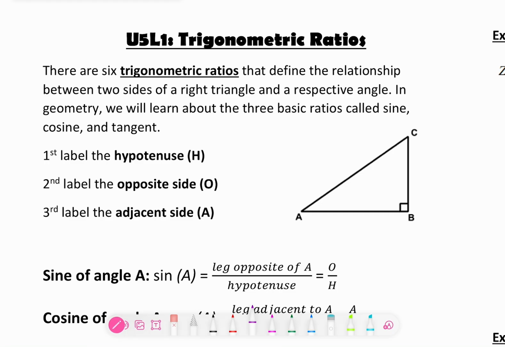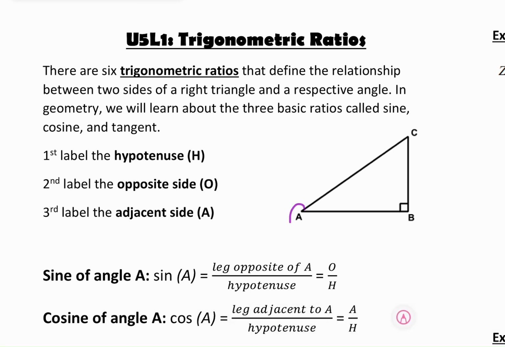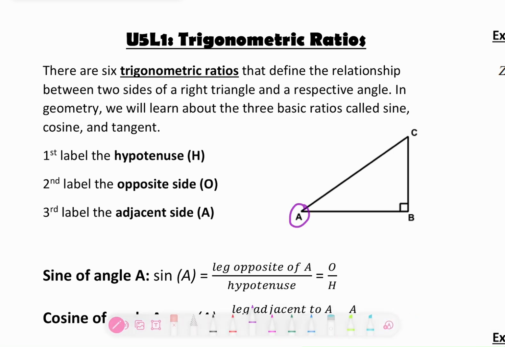They're the 3 basic ratios. They're called sine, cosine, and tangent. And in order to understand these, you have to understand how we label the sides, or how we identify the sides in reference to a specific angle. So let's say our reference angle is angle A, okay? If our reference angle is angle A, then we can label our hypotenuse, our opposite side, and our adjacent side in reference to angle A, okay?